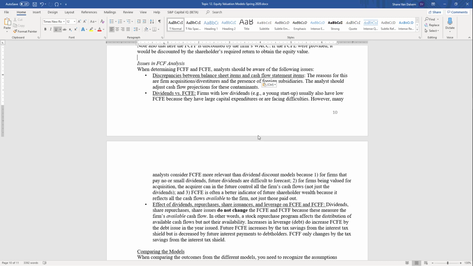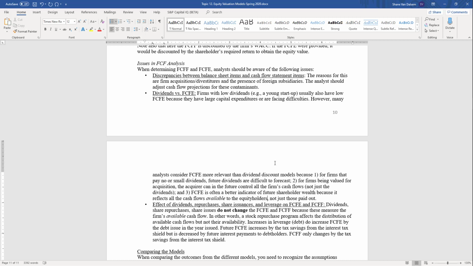And then finally, FCFE is often a better indicator of future shareholder wealth because it reflects all the cash flows available to the equity holders, not just those paid out. So this last point is critical. You will be asked about it in the future.